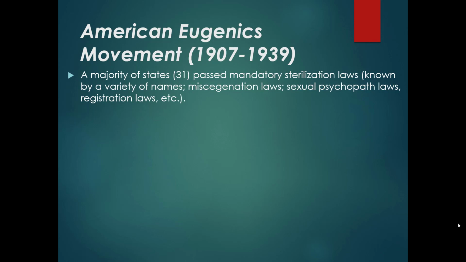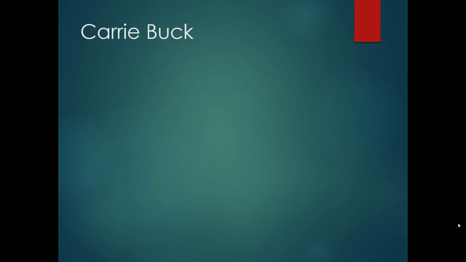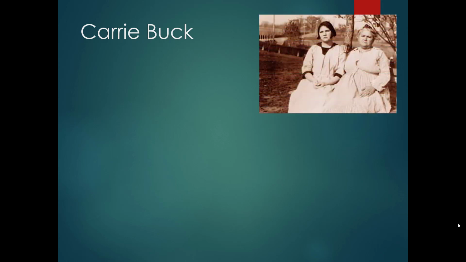So let me give you an example of a case. This is the case of Carrie Buck. Carrie Buck was in an institution. This is her here, and that's her mother. Carrie Buck was in an institution for the feeble-minded.